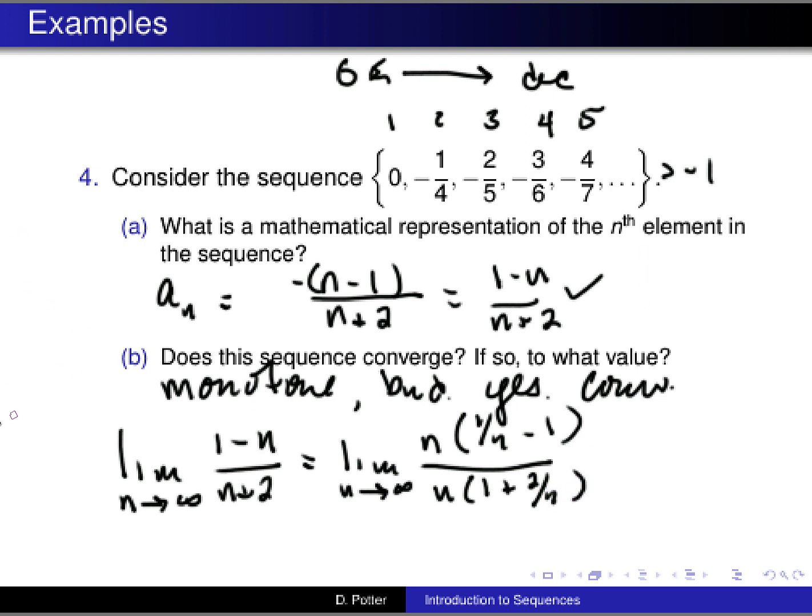And my n's will cancel. This value is going to 0. This value is now going to 0. And so this whole limit is equal to negative 1 over 1, aka negative 1. So it does converge actually down to its lower bound, even though there is a difference of 3 between the numerator and denominator. As we go to infinity, they get close enough, relatively speaking, that it converges to negative 1.